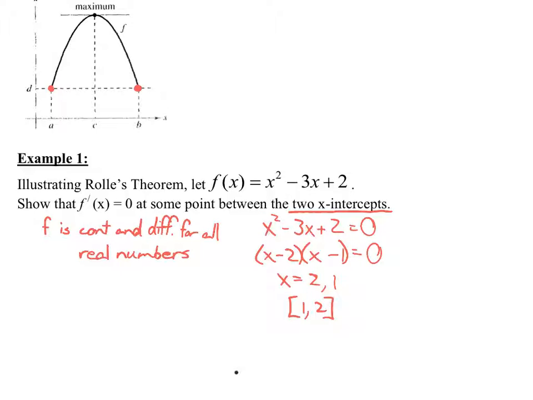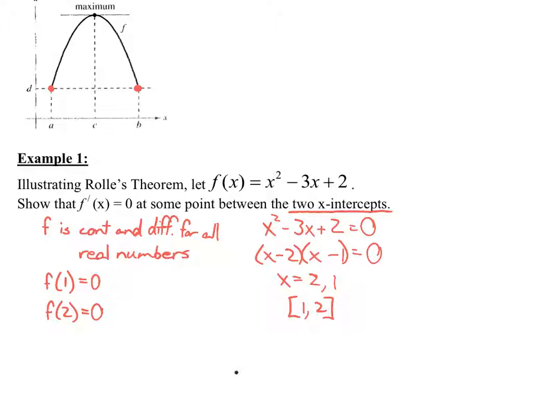So that's the first thing. Our conditions are met. The next condition was that f of a had to equal f of b. So I need to do f of 1 and I need to do f of 2. Well, what's f of 1 equal? 0. What's f of 2 equal? 0. Because the way we found those is by plugging in 0 for the function. Okay? So now I know that my endpoints have the same y coordinate.